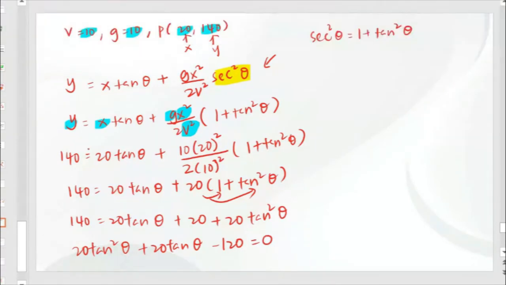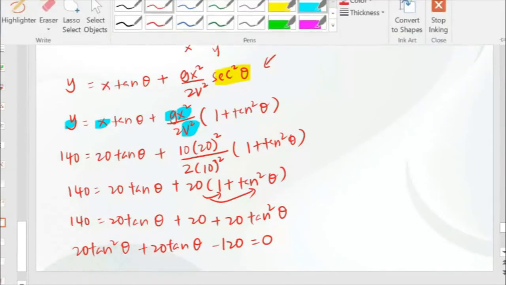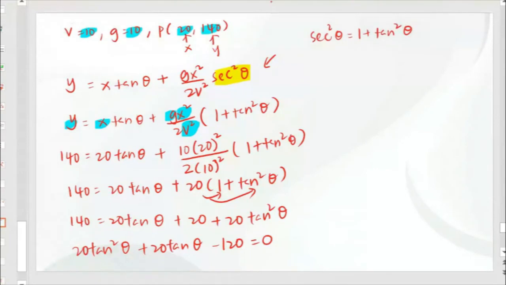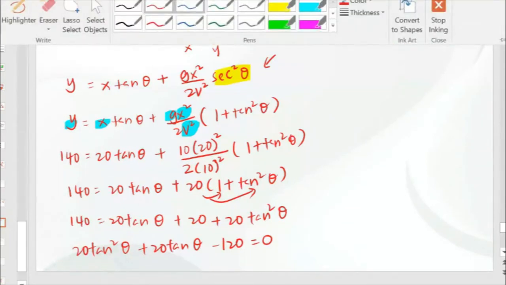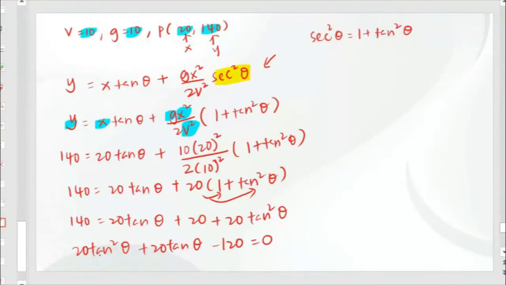Some students may want to change the tangent to x or y. It's up to you. You can make it become 20x squared plus 20x minus 120. But before you do the factorization, the common mistake many students make is forgetting to change it into the simplest form before using the calculator to solve. We cannot leave it in this form. We must change it into the simplest form. A lot of students make this common mistake, so remember.